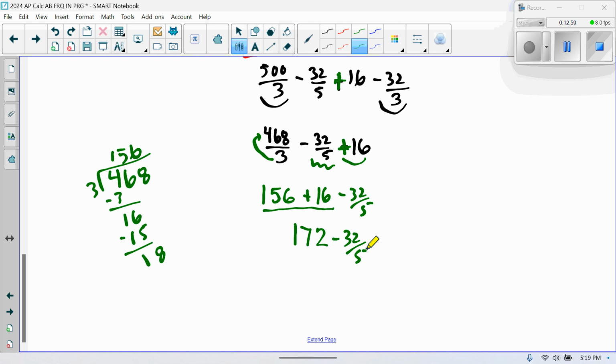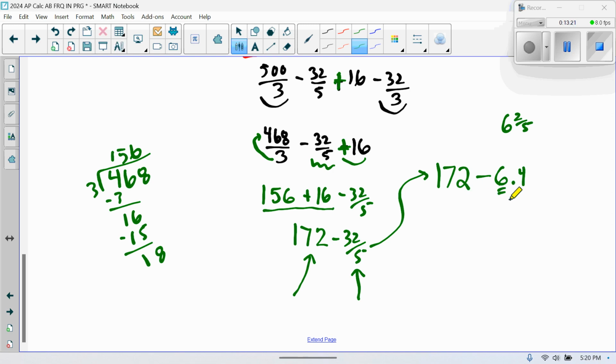I think it would be easier to change this to a mixed number than to make this a fraction with a 5 in the bottom. 172 minus, 5 goes into 32 6 times, the remainder of 2. So that would be 6 and 2/5. 2/5 is 0.4. There you go.